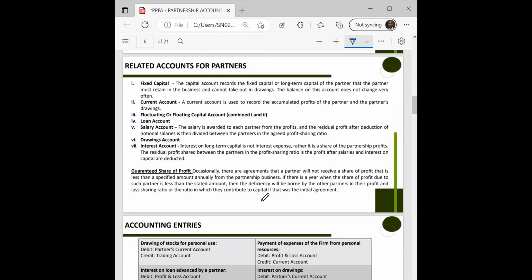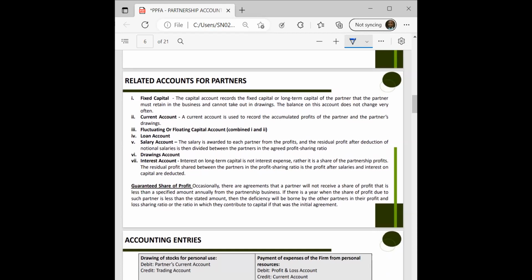So let's look at the related accounts for partners. Related accounts that are for partnership business. Number one, we have the fixed capital account. This account records the fixed capital or long-term capital of the partner, and the partner must retain it in the business and cannot take it out in drawings. The balance on this account does not change very often.